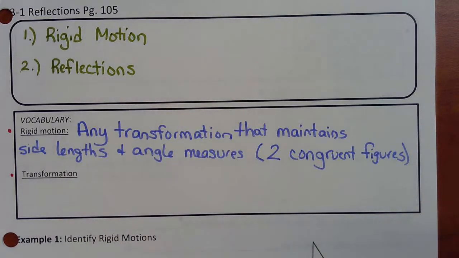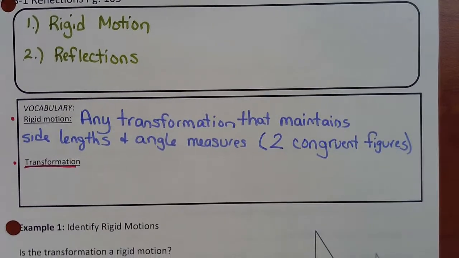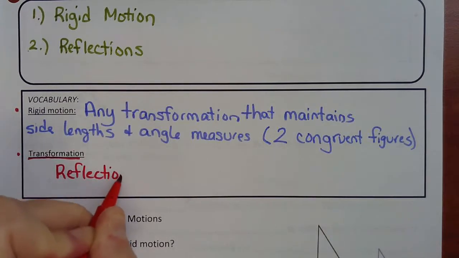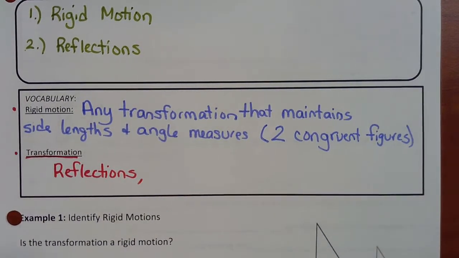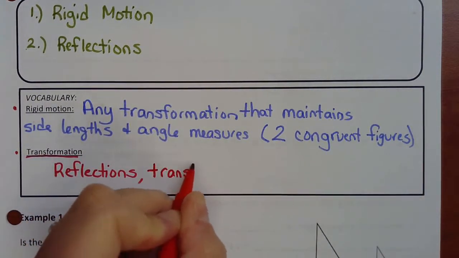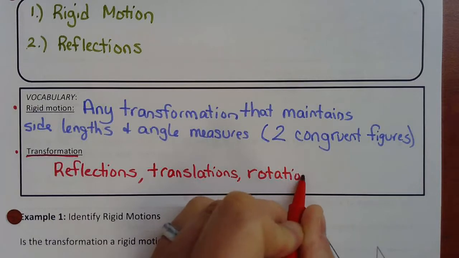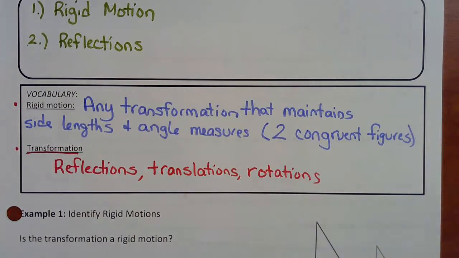So we are going to be chatting about a couple of different transformations that are rigid motions in this unit. The first one that we are going to be chatting about is reflections. And then the next day that we meet, we are going to be talking about translations. And then the last one is going to be rotations. So today we are going to be talking about reflections, though, once we get into our transformations. But first, we're going to take a look at a couple of examples and kind of help you to see really what is or is not a rigid motion.